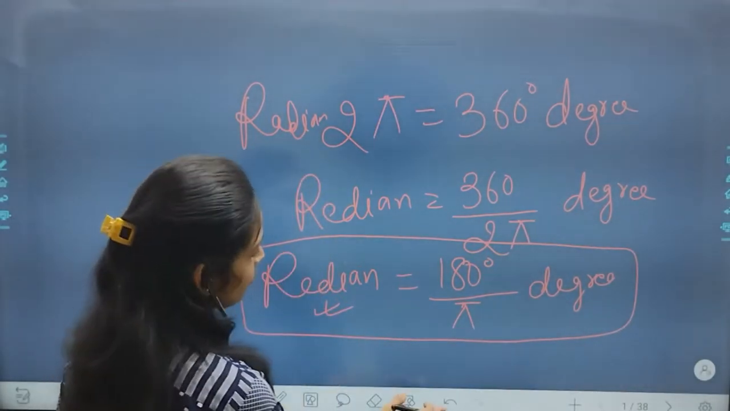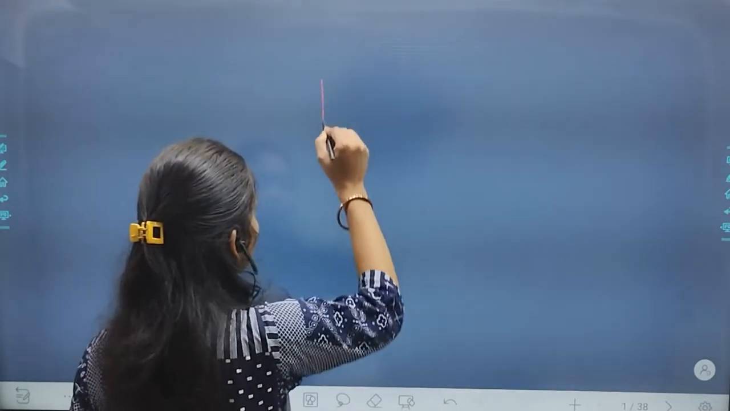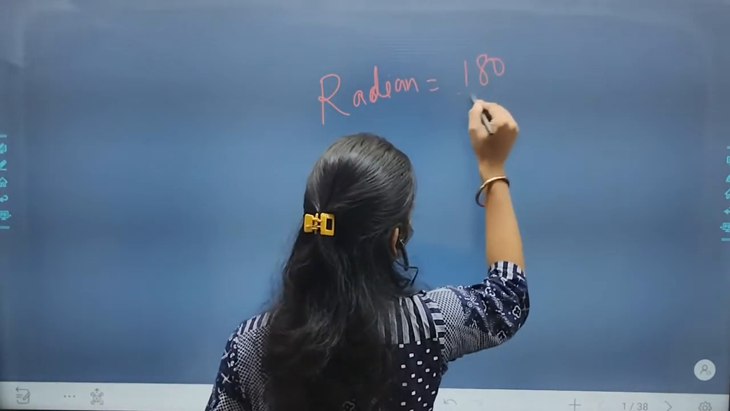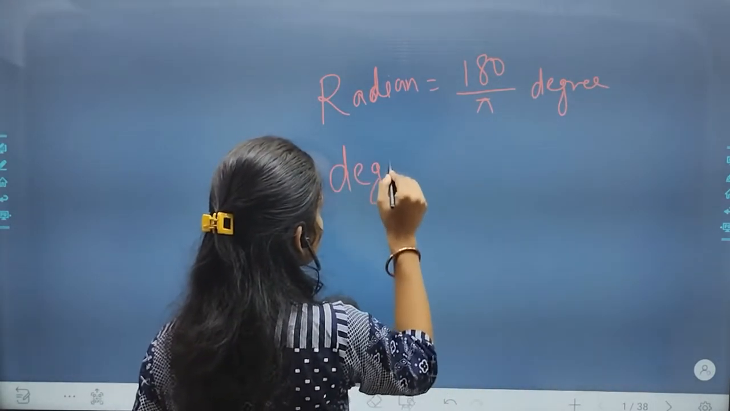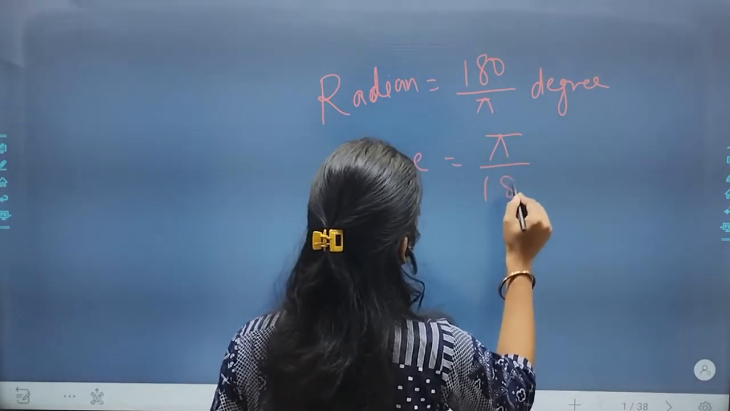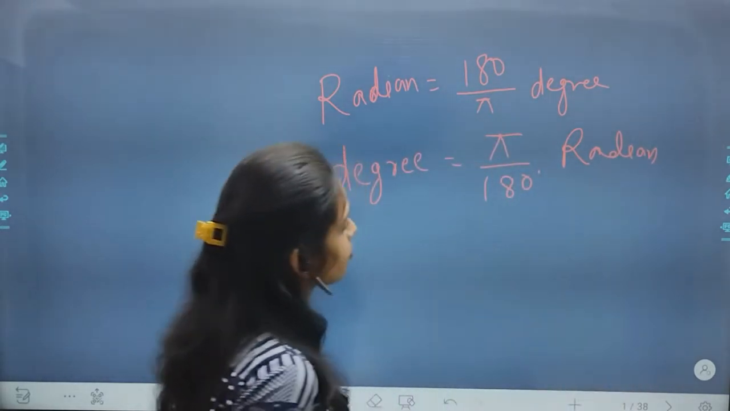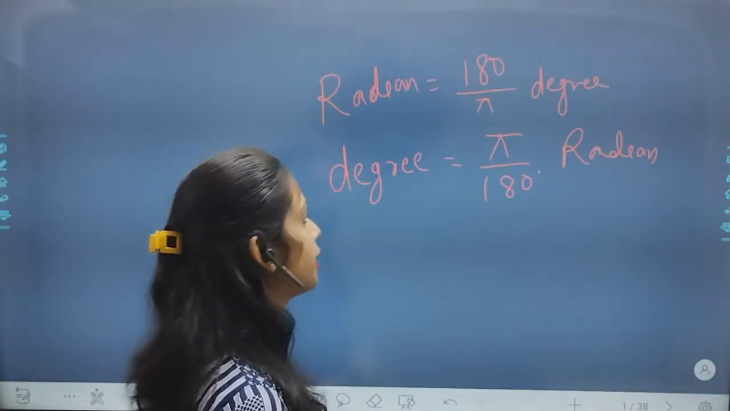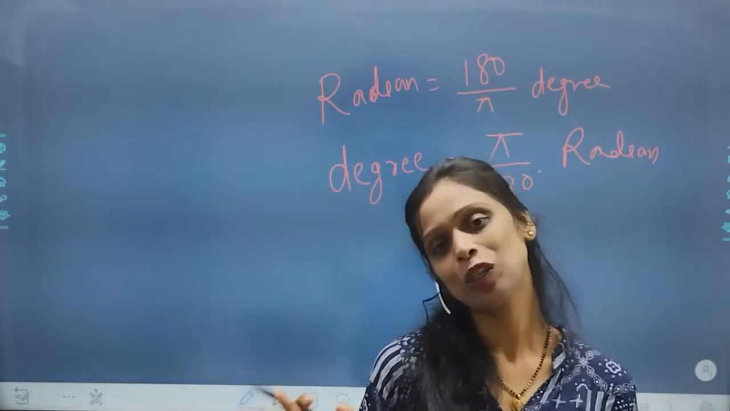Means what we find out: one radian is equal to 180 by pi degree, and one degree is equal to pi by 180 radian. This is how we connect a radian with a degree.